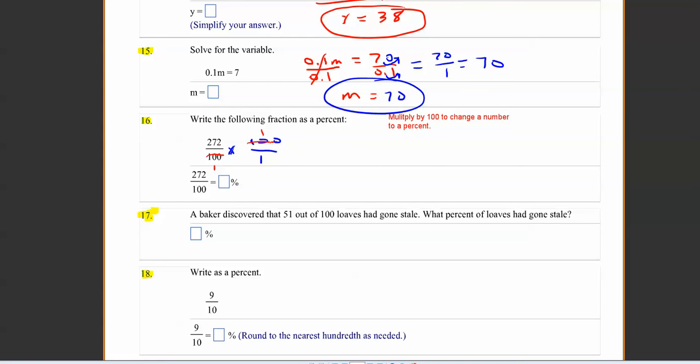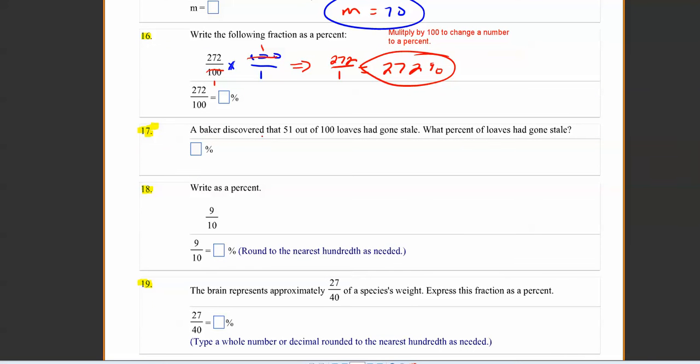So that will give me 272 times 1 over 1. 272 times 1 is 272. 1 times 1 is 1, or 272%. Remember, percent means per 100. So if that number is already over 100, then we should come out with whatever our numerator is.